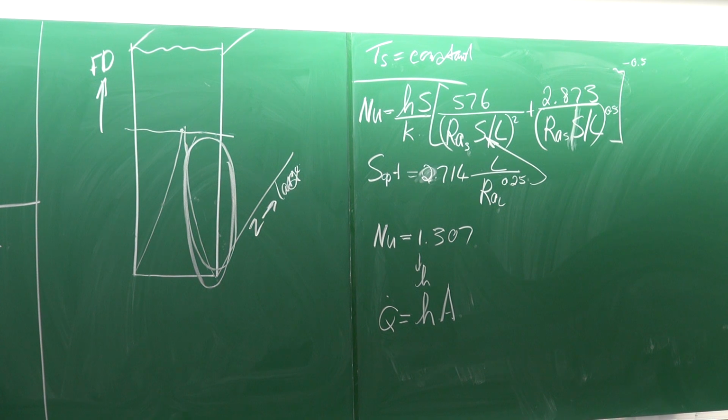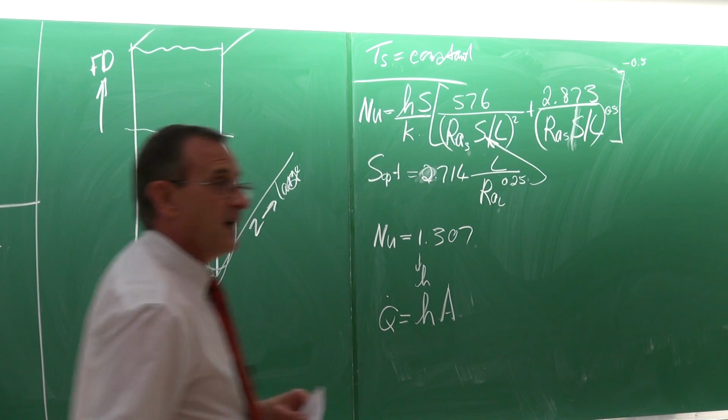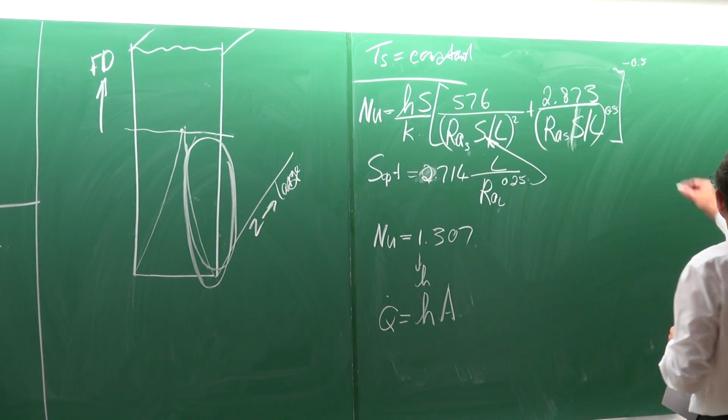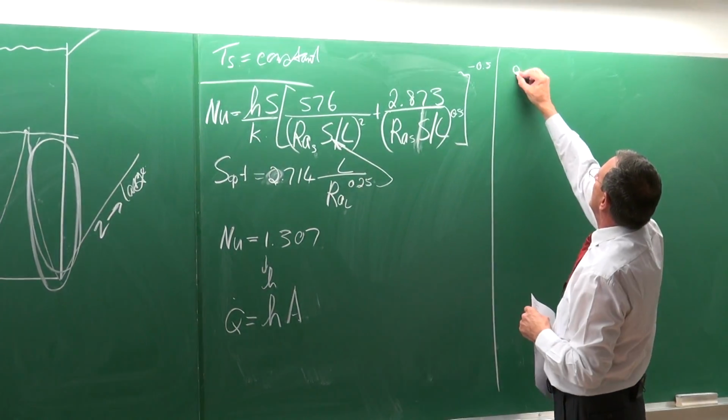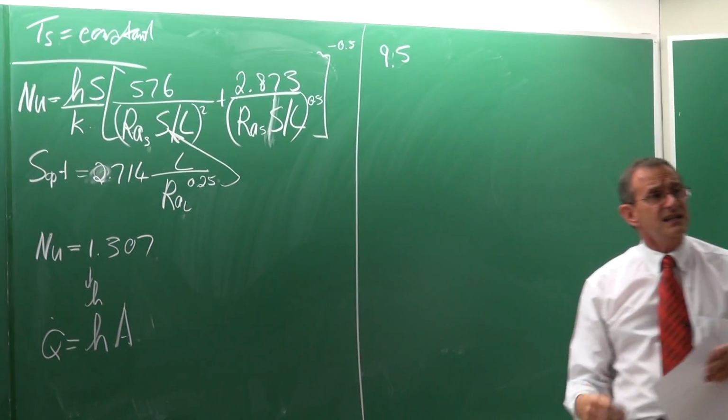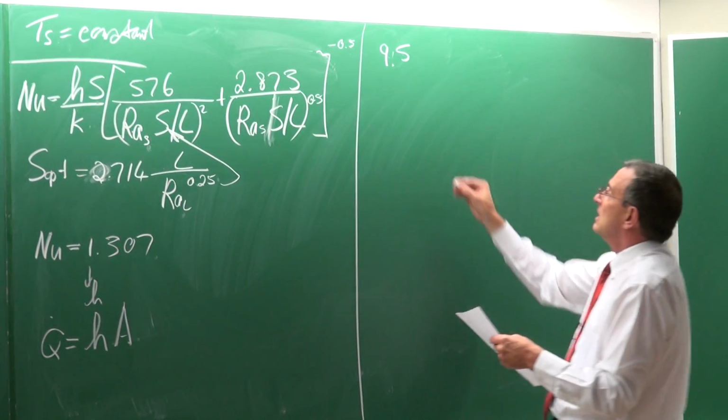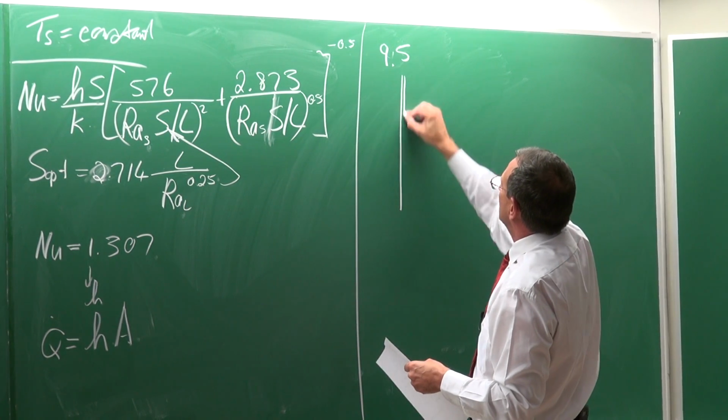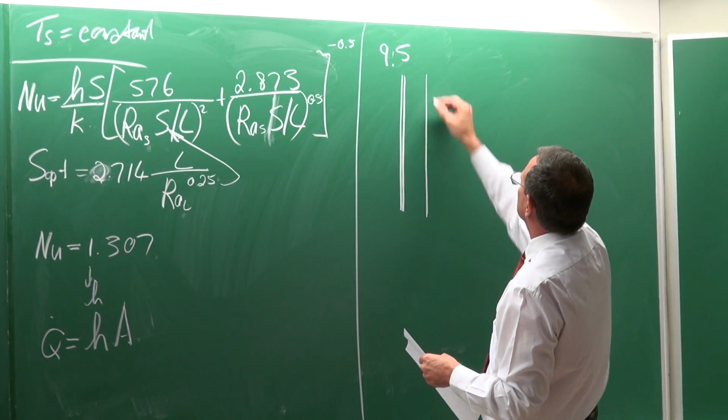There's one more geometry that is important, however, that I would just like to say a few things about, and that is for enclosures. And that would be paragraph 9.5. And the classical example that is being used is, for example, an enclosure like this.